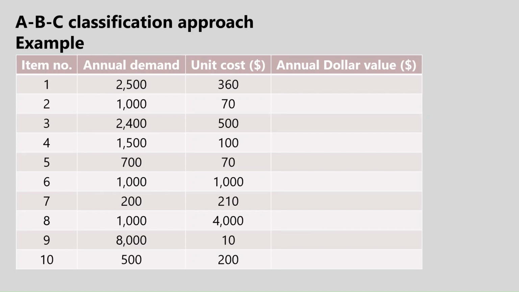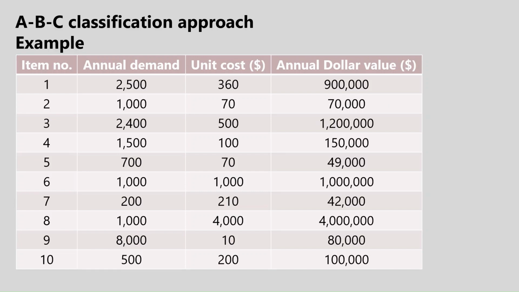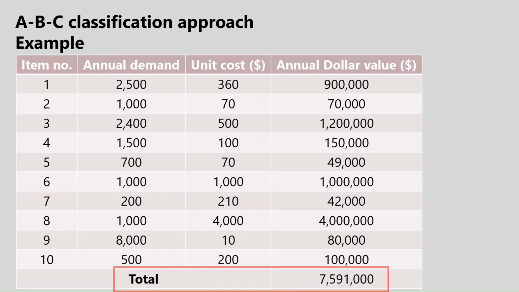Multiplying each item's annual demand by its unit cost yields its annual dollar value. For item 1, 2,500 multiplied by 360 equals 900,000. For item 2, 1,000 multiplied by 70 equals 70,000. For item 3, 2,400 multiplied by 500 equals 1,200,000. Continue in the same way until finishing the whole 10 items. Now calculate the total annual dollar value.